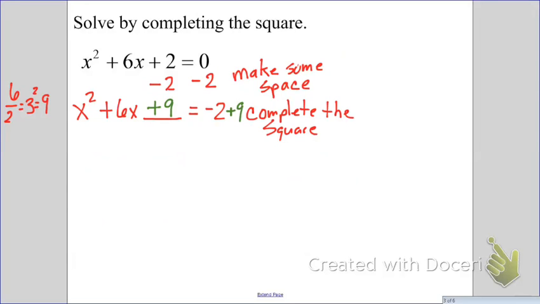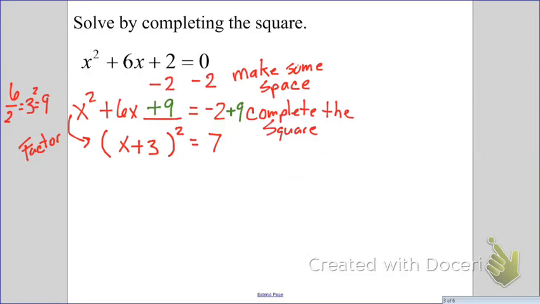Okay, now let's go ahead and simplify. Negative 2 plus 9 is 7. And now I can rewrite this as my perfect square: x plus 3 squared is what this would turn into if it was factored. Okay? Factored. Now we can start to solve it.